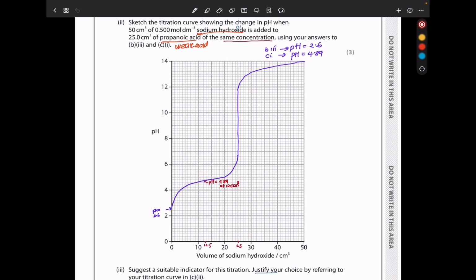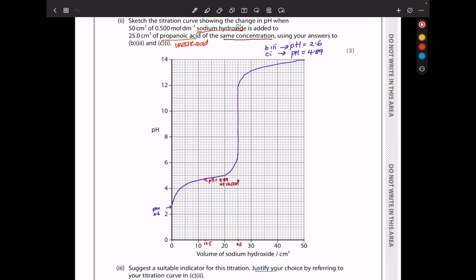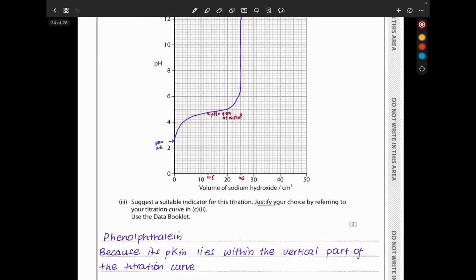So the key points in my curve were that pH and this pH, and then at 25 centimeters cubed, I had to show a vertical region. And since sodium hydroxide is a strong base, the curve had to curve in within the region for the stronger base. So that is the shape of my curve.